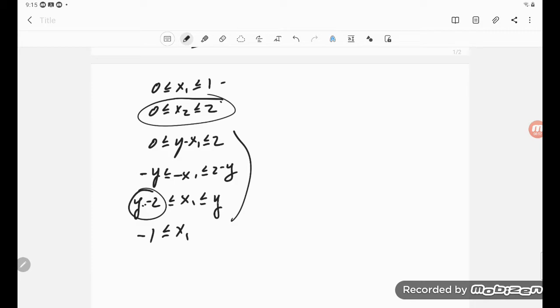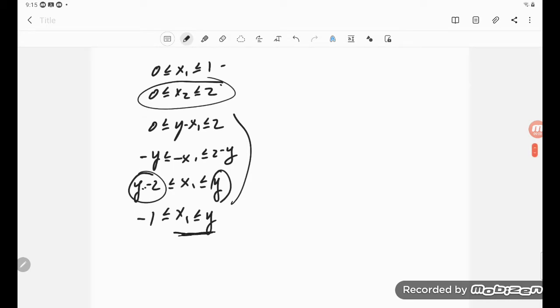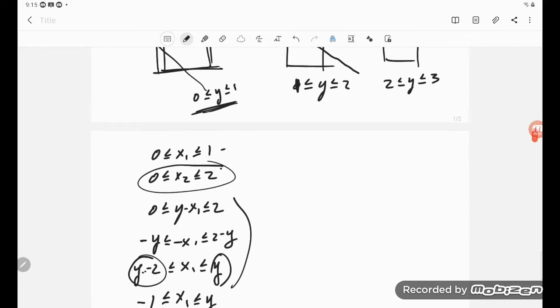But if y is between 0 and 1, then this may be as small as 0, or maybe as big as 1, but it's something in between, but x1 is bounded by that. And so what this produces is an overall bound on our integral of x1 between 0 and y.